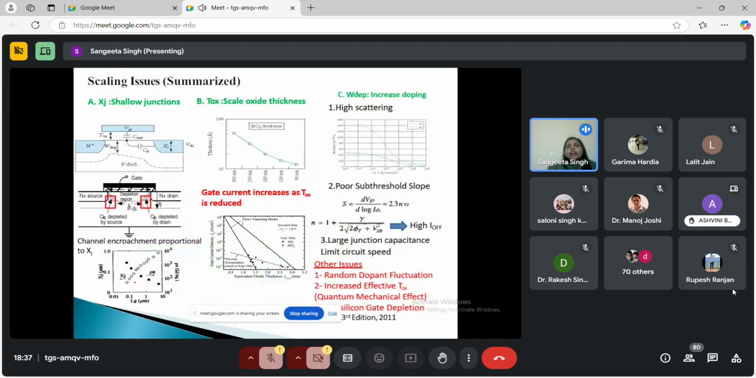Apart from this, there are n number of other scaling issues. Considering this, I am talking to faculties. These things you are aware of, these RDFs, this quantum confinement effect, then your scattering reasons, poor subthreshold things, and all these things collectively resulted in the need for going beyond CMOS.